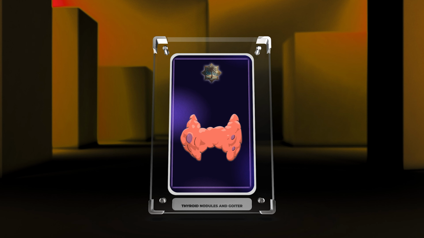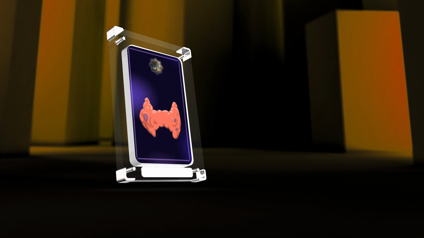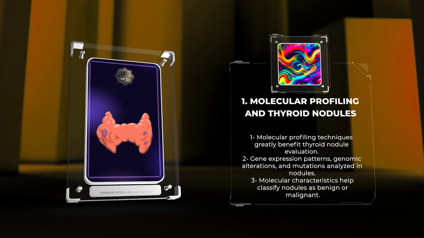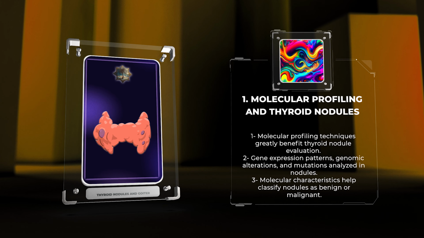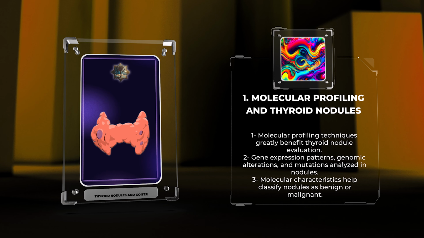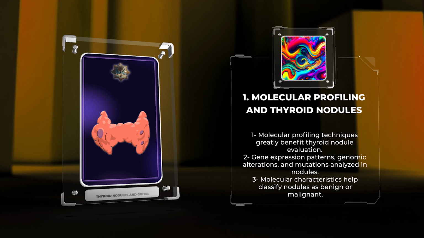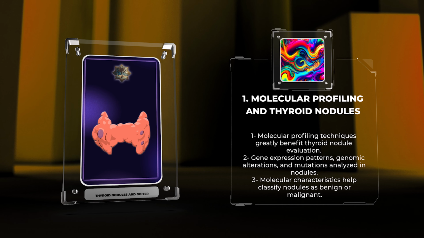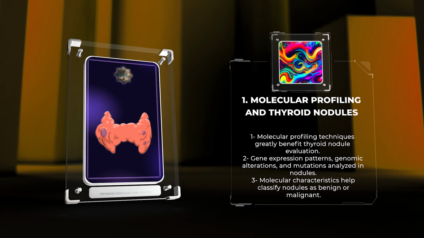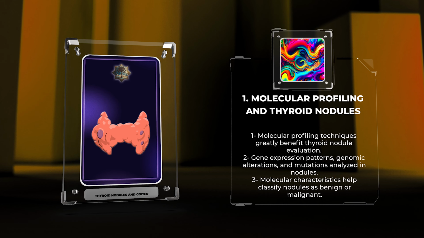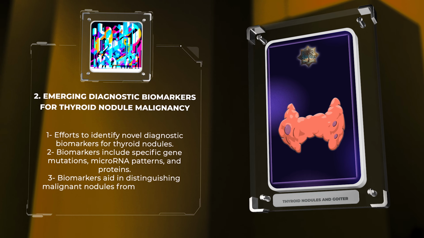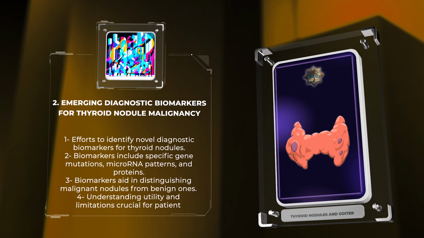Let's dive right in. Thyroid nodule evaluation has greatly benefited from the emergence of molecular profiling techniques in recent years. These methods involve the analysis of gene expression patterns, genomic alterations, and mutations within the nodules. By understanding the molecular characteristics of these nodules, clinicians can better classify them as benign or malignant, improving patient management decisions.